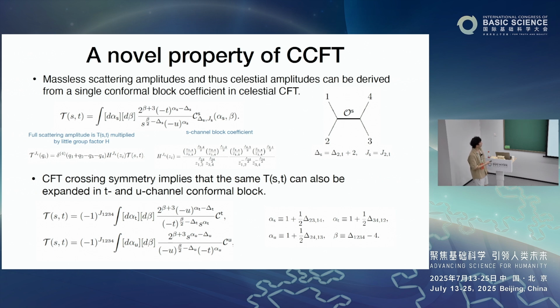Similarly, CFT crossing symmetry also implies that the same T(S,T) can be also expanded in the T and U channel conformal blocks. So we found the T channel conformal block coefficient also can be used to derive the T(S,T), and also the U channel. Okay, and the alpha, beta are some linear combination of the conformal dimensions. Any question about this formula?